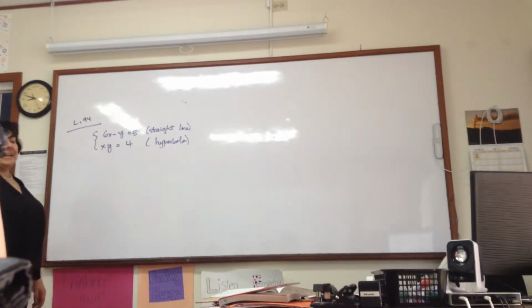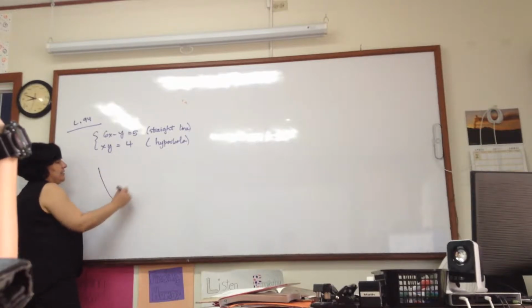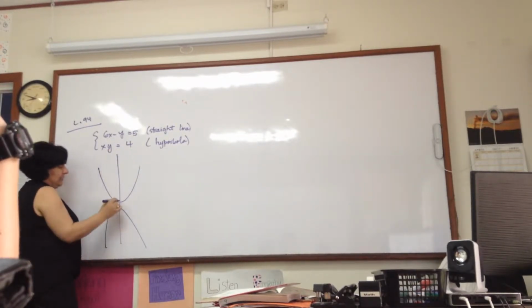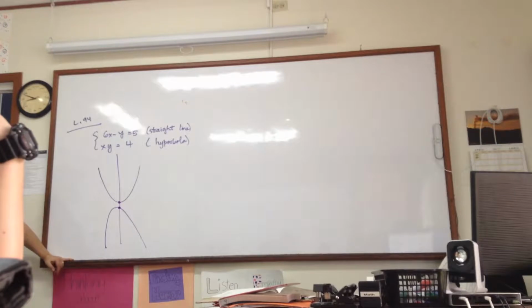And the good thing is that they're going to give you the graph, and they're going to tell you what it is. Now, for a hyperbola, what you have is this. You've got it here and here, which means you're going to find two x's and two y's.